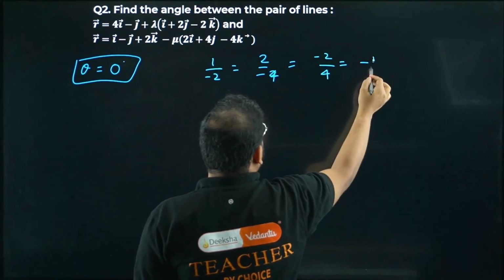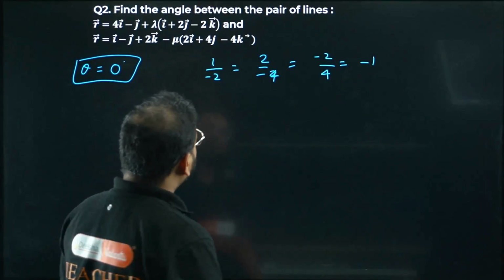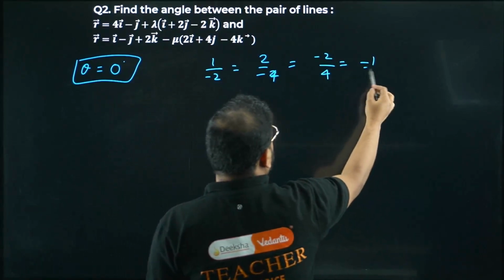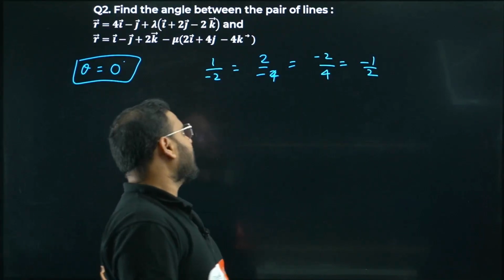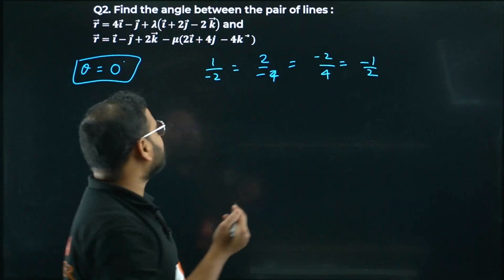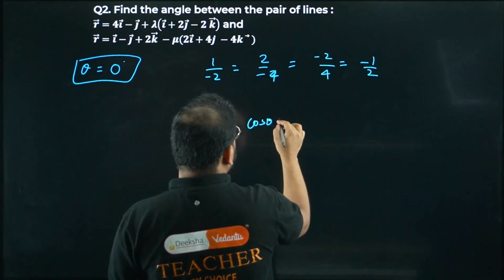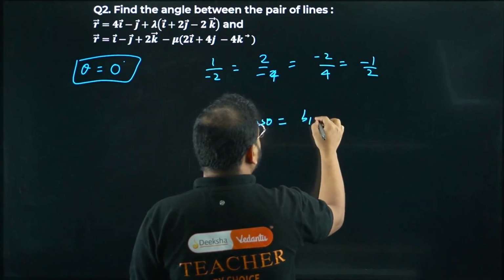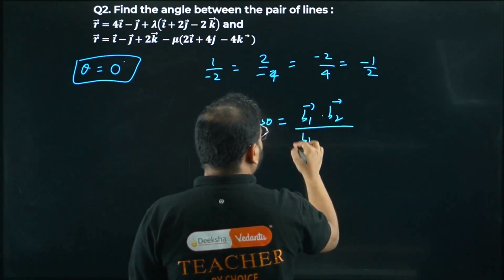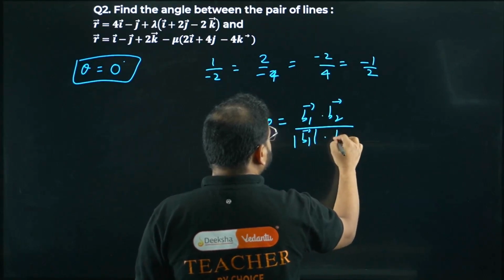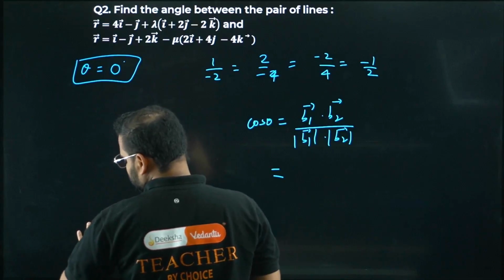What is the answer going to be? Minus 1 actually. Not minus 1, minus 1 by 2. Minus 1 by 2. Okay, I hope this is clear. If you want, you can find this result in this format as well. Cos theta equals B1 vector dot B2 vector divided by mod of B1 vector times mod of B2 vector. Find the result over here. What are you getting? Please check.